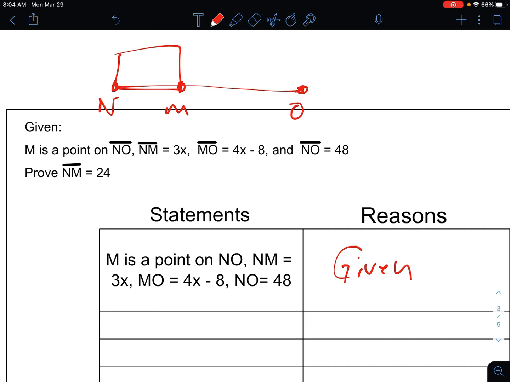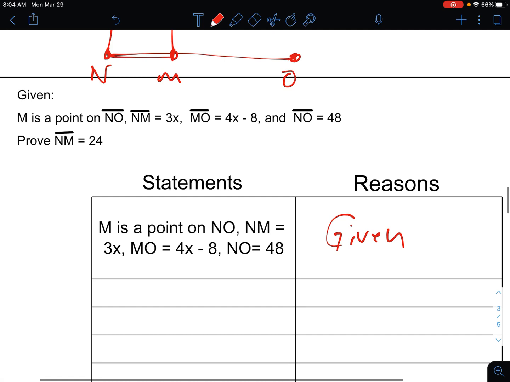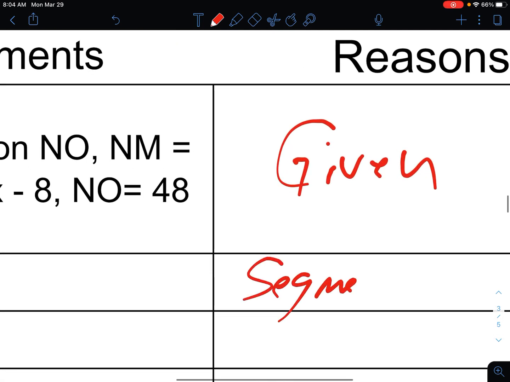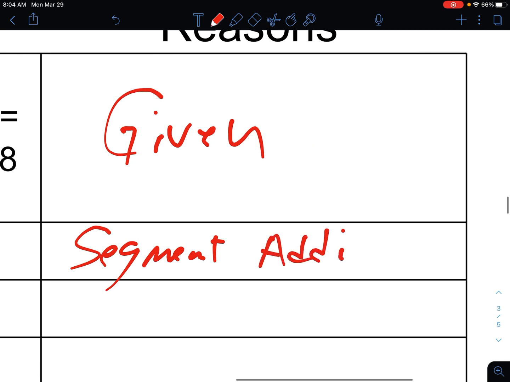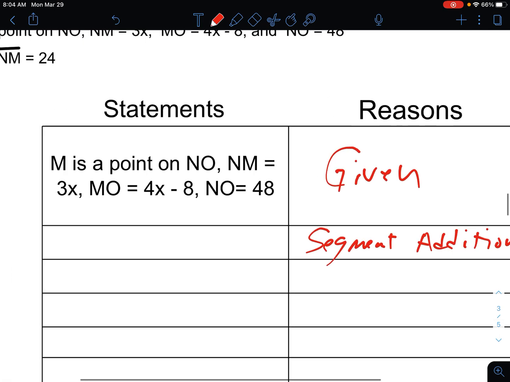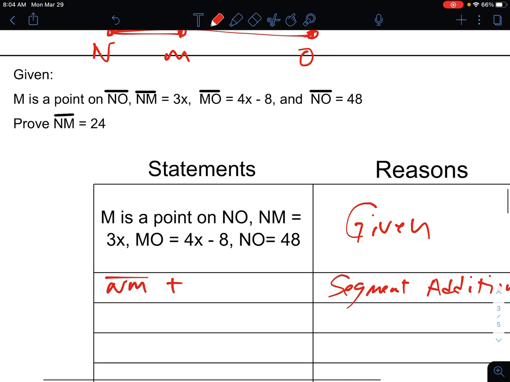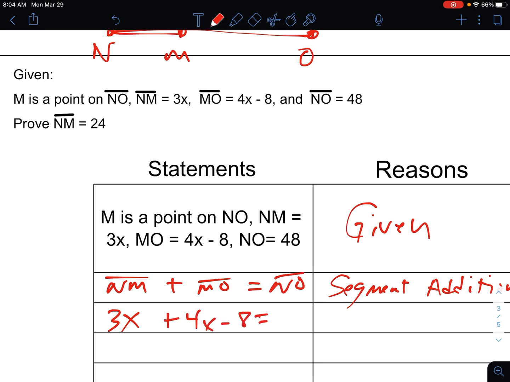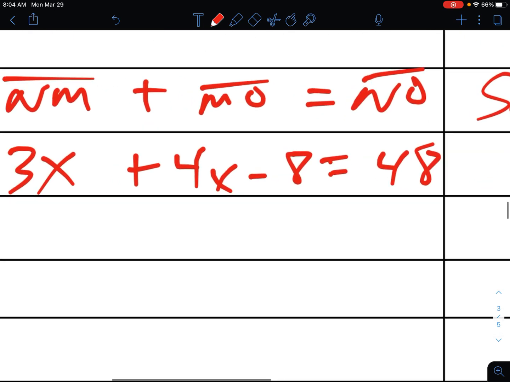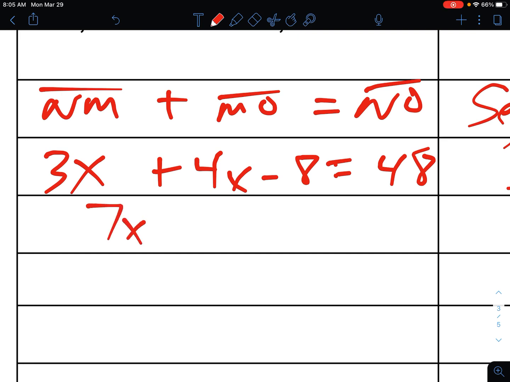Well, the way to do that, since they're giving me NM, MO, and NO, I am going to do the segment addition postulate again. What I would do, though, is I would pause the video each time and try this out before I do. NM plus MO equals NO. Okay? Segment addition postulate, then you plug the values in, substitute them in. 3x plus 4x minus 8 equals 48. Substitution. And then now it's just going to flow just like the other proof did.